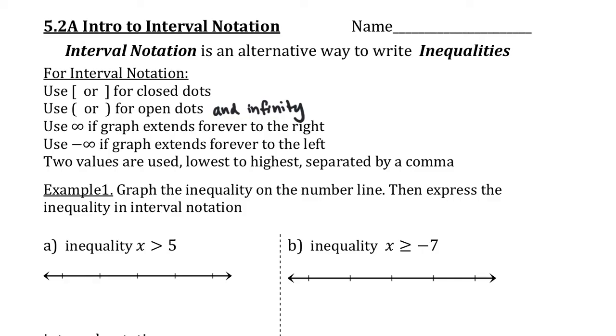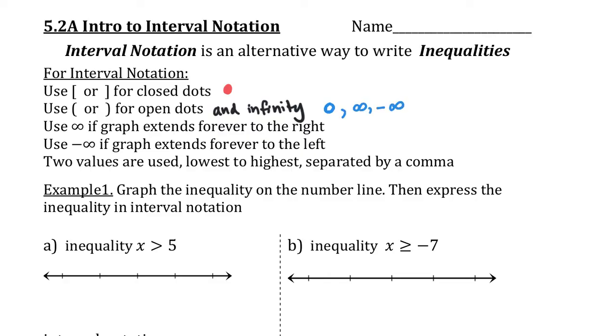Even though you have no idea what it's going to look like yet, these are the rules or guidelines. We use square brackets for closed dots. Closed dots are the colored in ones, just like we use less than or equal or greater than or equal to. We use parentheses like that for open dots, just like we use less than or greater than, and infinity, even though we haven't done infinity yet.